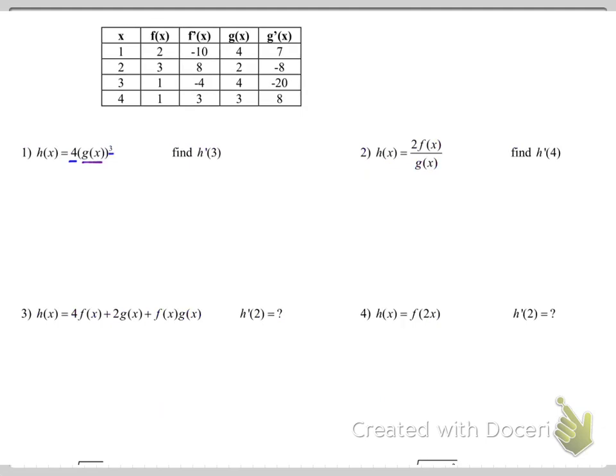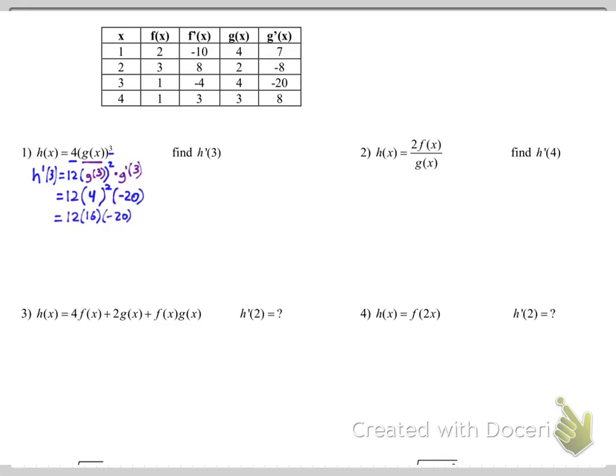All right, more of the same this time. I want you to try these on your own first, and then I'll show you how to do them. So notice this first one was a chain rule, h prime of 3. Bring the 12 out in front, leave the g of 3 alone, but then we multiply by the derivative of g of 3. Plug those in.